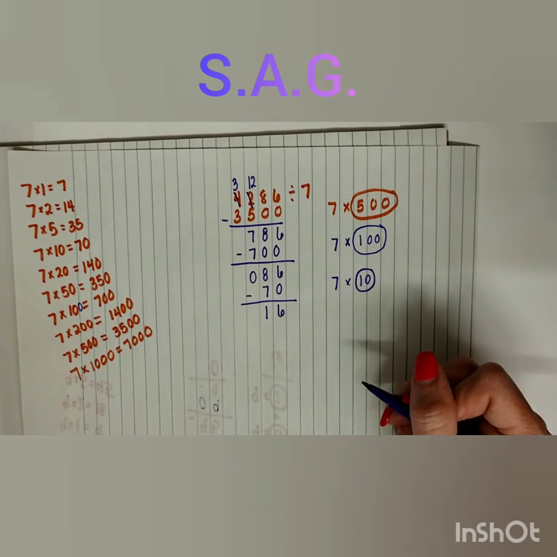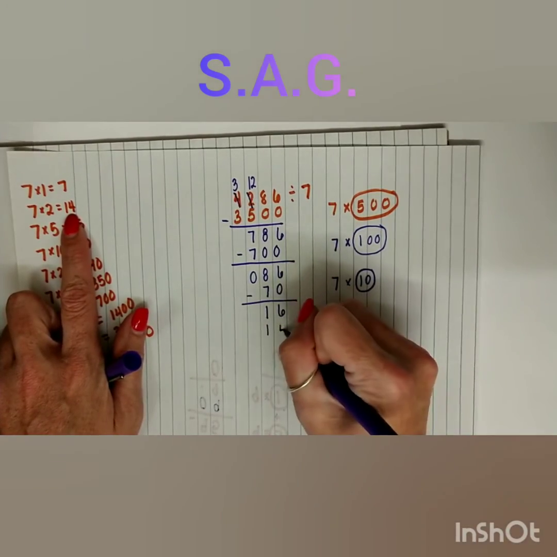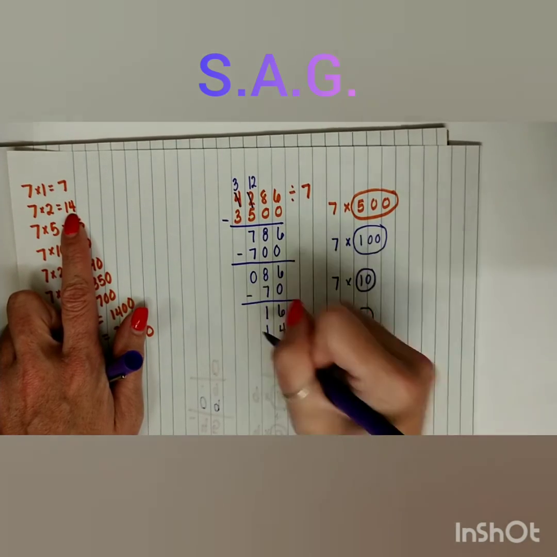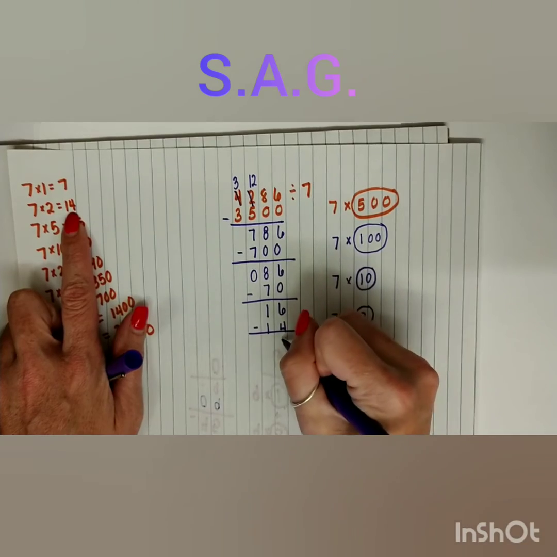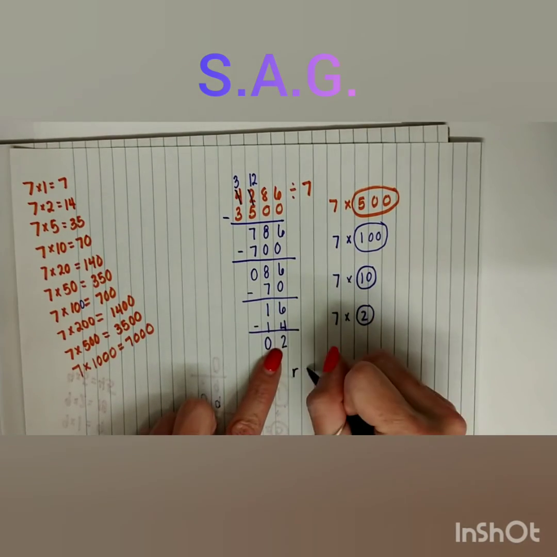All right, something close to 16. I have 14. That's 7 times 2. 6 minus 4 is 2. 1 minus 1 is 0. So my remainder is 2.